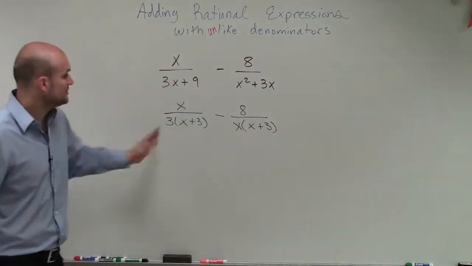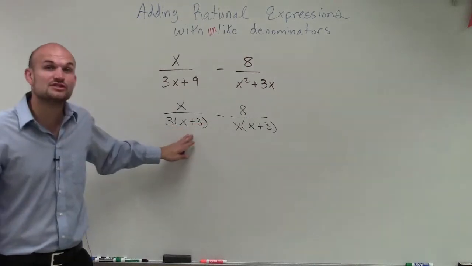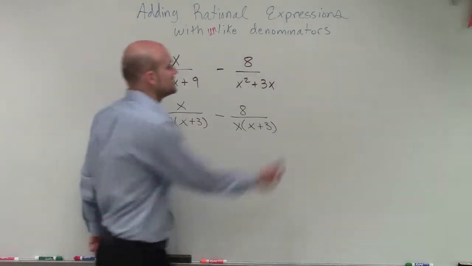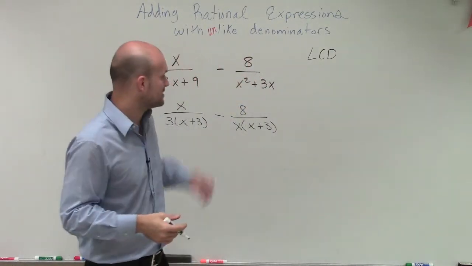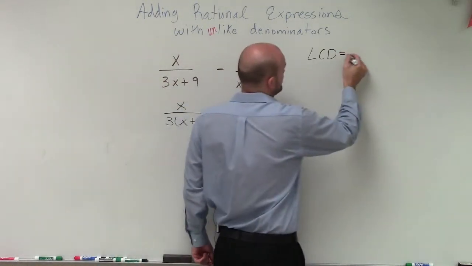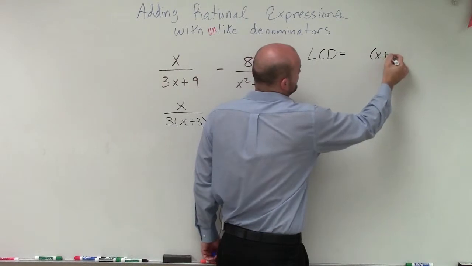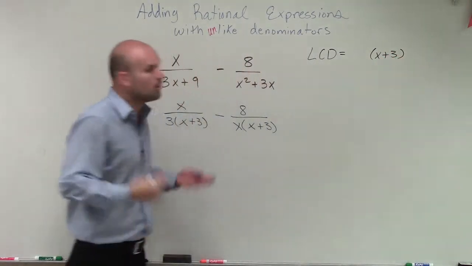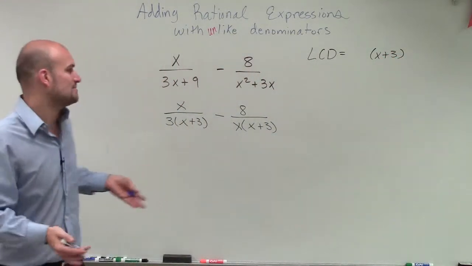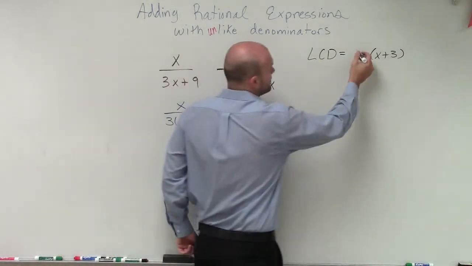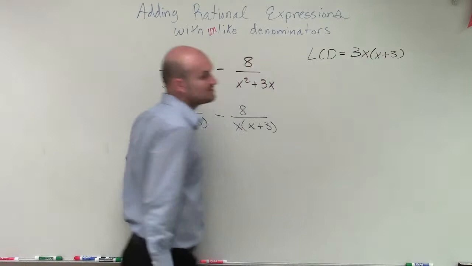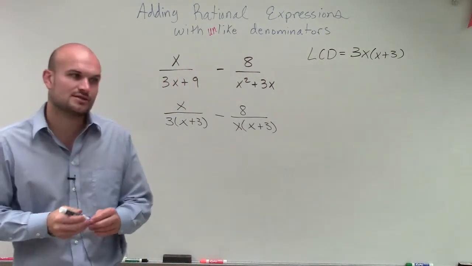Okay. There, you can now see that both of my denominators do share an x plus 3. So I'll write my least common denominator, or least common multiple of your denominators. My least common denominator is going to include an x plus 3. Now I need to determine, what else do they have to include for them to be common? Well, this one's multiplied by an x, and this one's multiplied by 3. Therefore, my least common denominator is going to be 3x times x plus 3.